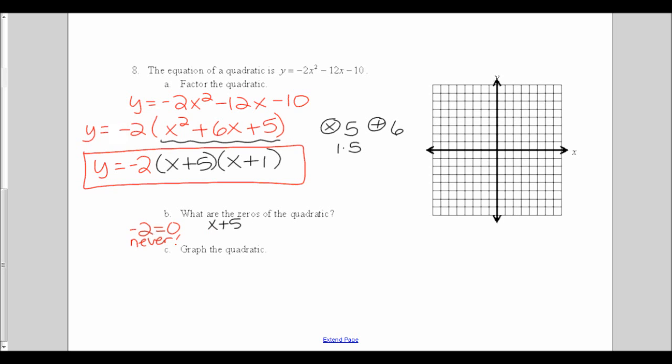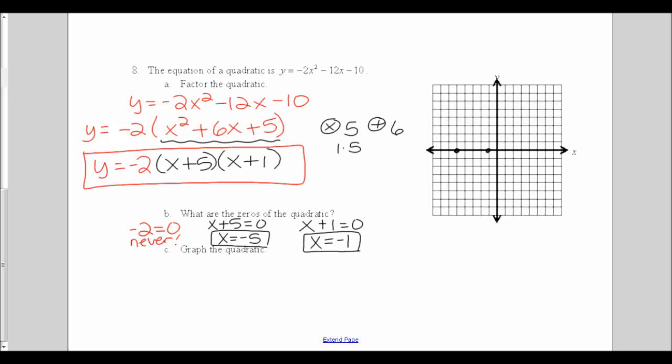If I set the x plus 5 equal to 0, then x equals -5, or my zero is x equals -5. If I set my factor of x plus 1 equal to 0, then my zero is x equals -1. So the zeros of this quadratic are -5 and -1. If I wanted to use this to help me graph in the next part, I could put on 1, 2, 3, 4, -5 and -1 as my zeros.